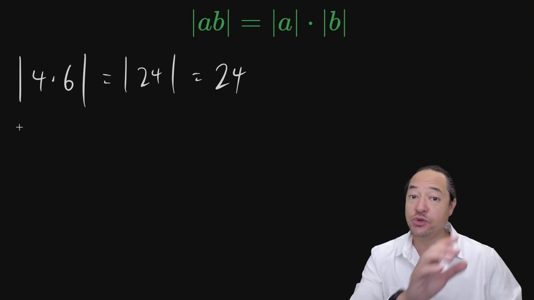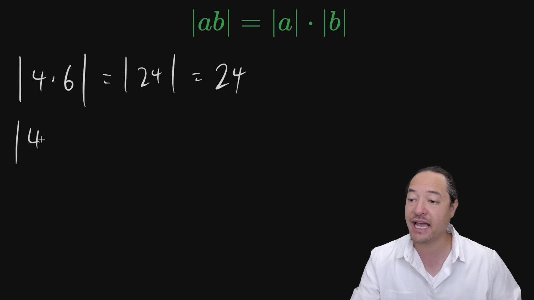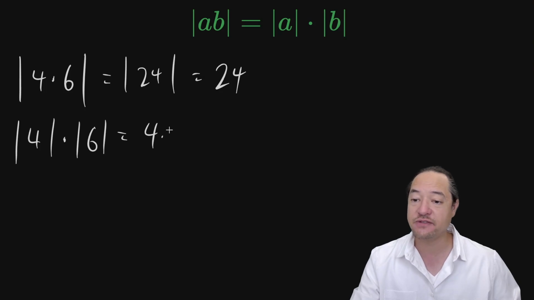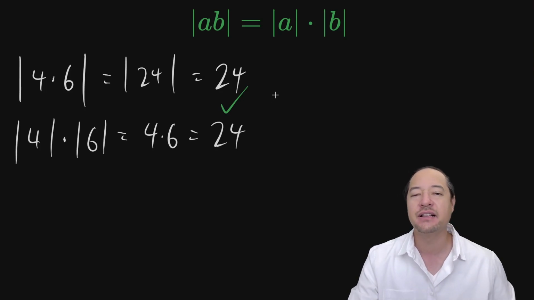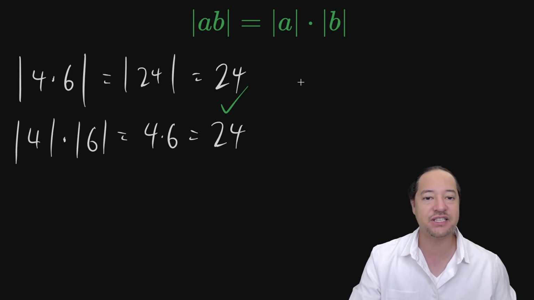What if we use this rule and instead we took the absolute value of 4 and then multiplied that by the absolute value of 6? Well, this would be just 4 times 6, and that would be 24. So great, it works, okay? Not a huge surprise there. Let's try something with a negative inside of it. Let's see if that works, okay?